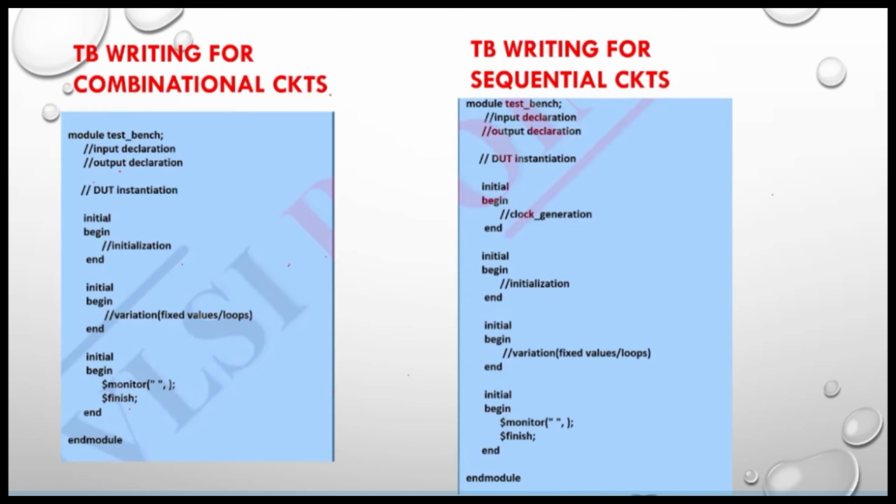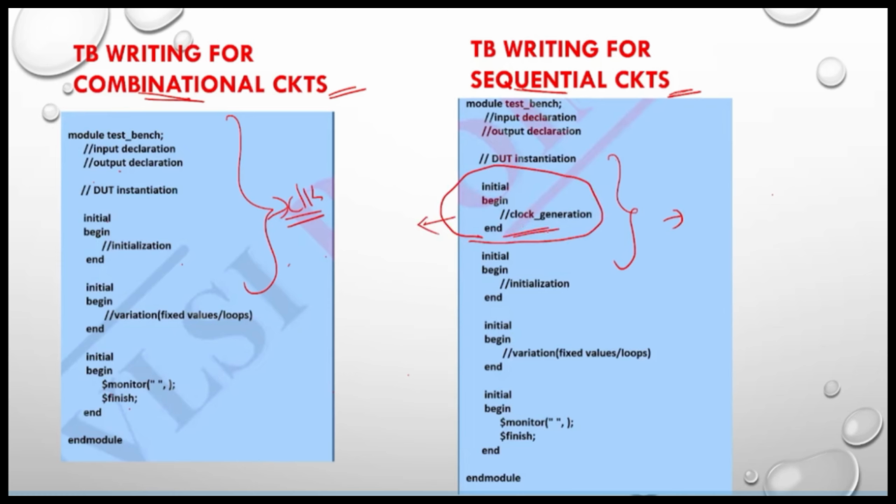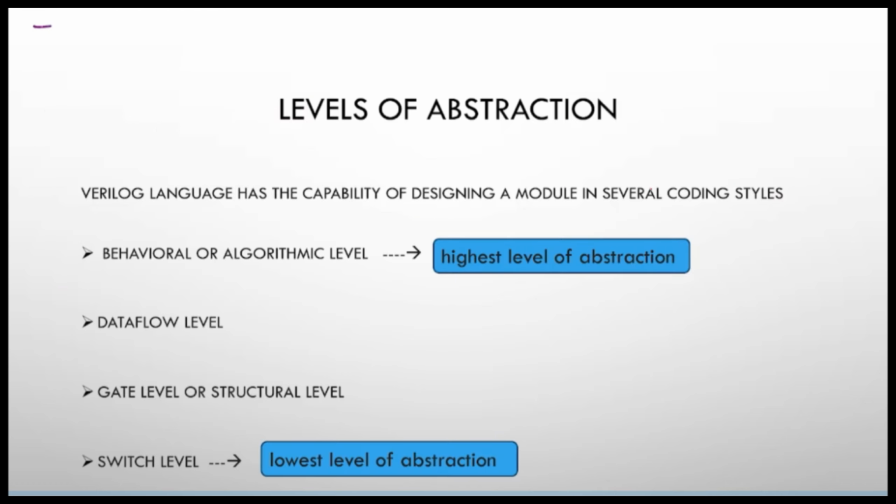Again, when you are writing a test bench code, it will be different for combinational and sequential circuits. Why? Because for combinational circuits you don't need to generate the clock, but for sequential circuits you need to generate the clock. That clock generation is also done in the test bench itself. That is why one block is added for clock generation here. Clear? So this is about the test bench code.